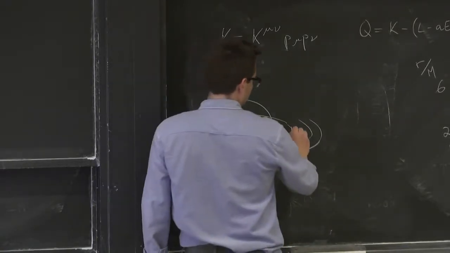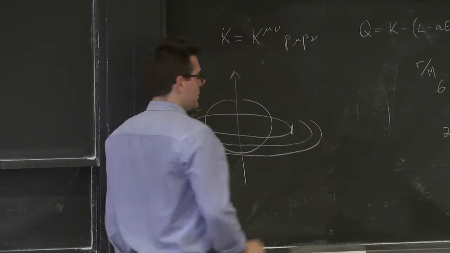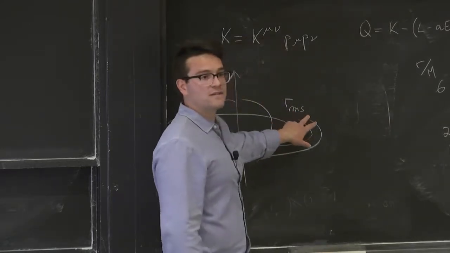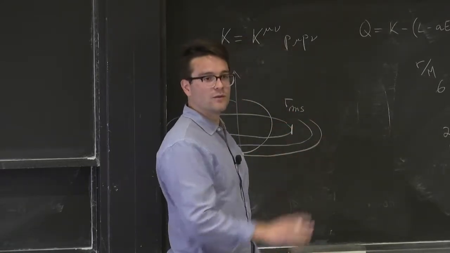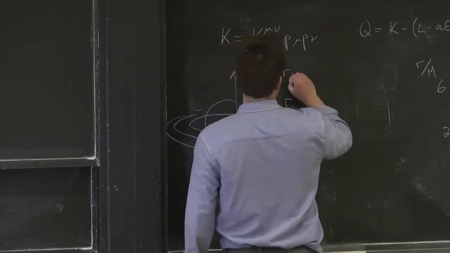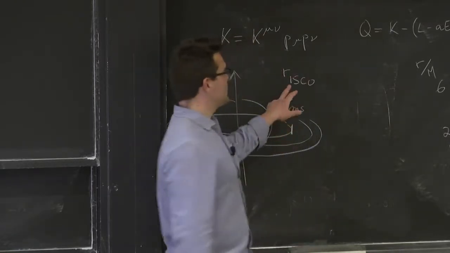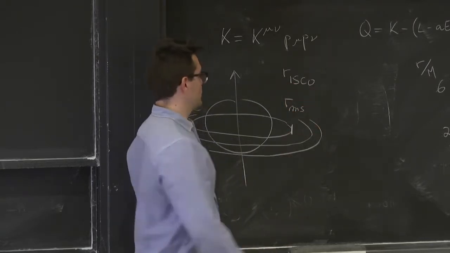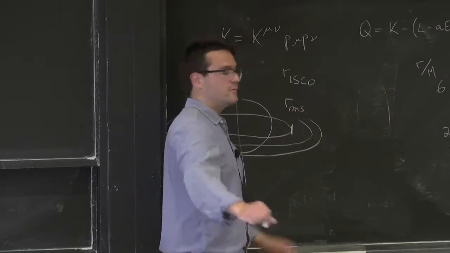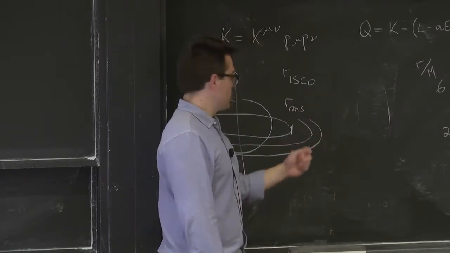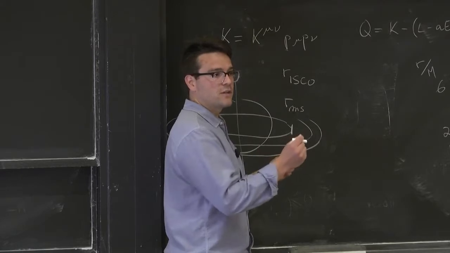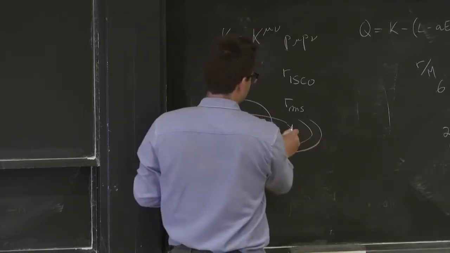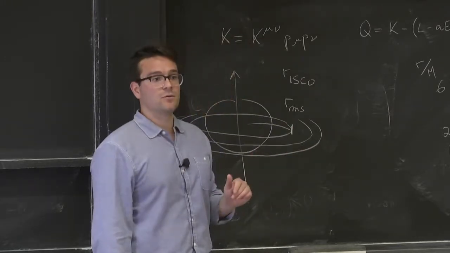But the disk will terminate at an inner edge, which these gentlemen called RMS for marginally stable. So the last orbit which is stable. But today is more commonly known as R-ISCO, where ISCO stands for innermost stable circular orbit. So the picture is if you have equatorial matter, it can orbit at all these radii. But once you get to the ISCO, if it falls in a little bit deeper, then it cannot be on a stable circular geodesic, so it has to plunge very fast. That's the physical picture. That's why this is important.